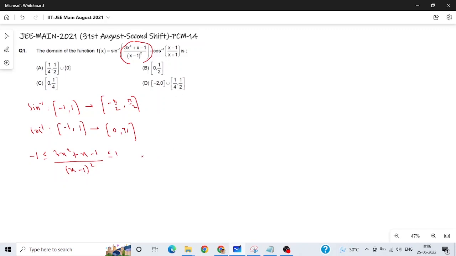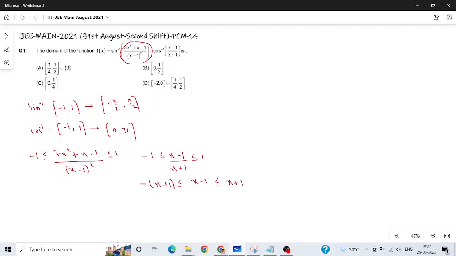Similarly, from the cos inverse we get minus 1 less than equals to (x minus 1) upon (x plus 1) less than equals to 1. If we look at these two inequalities, the second one is easier to solve first, so let's start with this. We have the denominator x plus 1, so we can multiply by x plus 1: minus times (x plus 1) less than equals to x minus 1 less than equals to x plus 1.